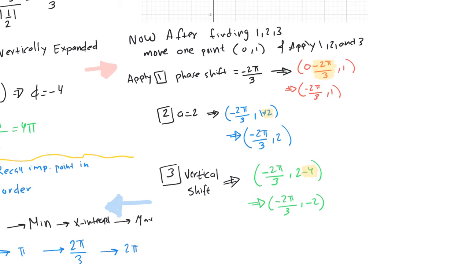Now, the final thing is to do the vertical shift. Of course, it's a vertical shift, so I'm going to move my function up or down, and this will affect the y coordinate. So D was -4, as you can see here. So I'm going to do 2 - 4, and we'll have my final point after all of those transformations, which is -2 pi over 3, comma -2.